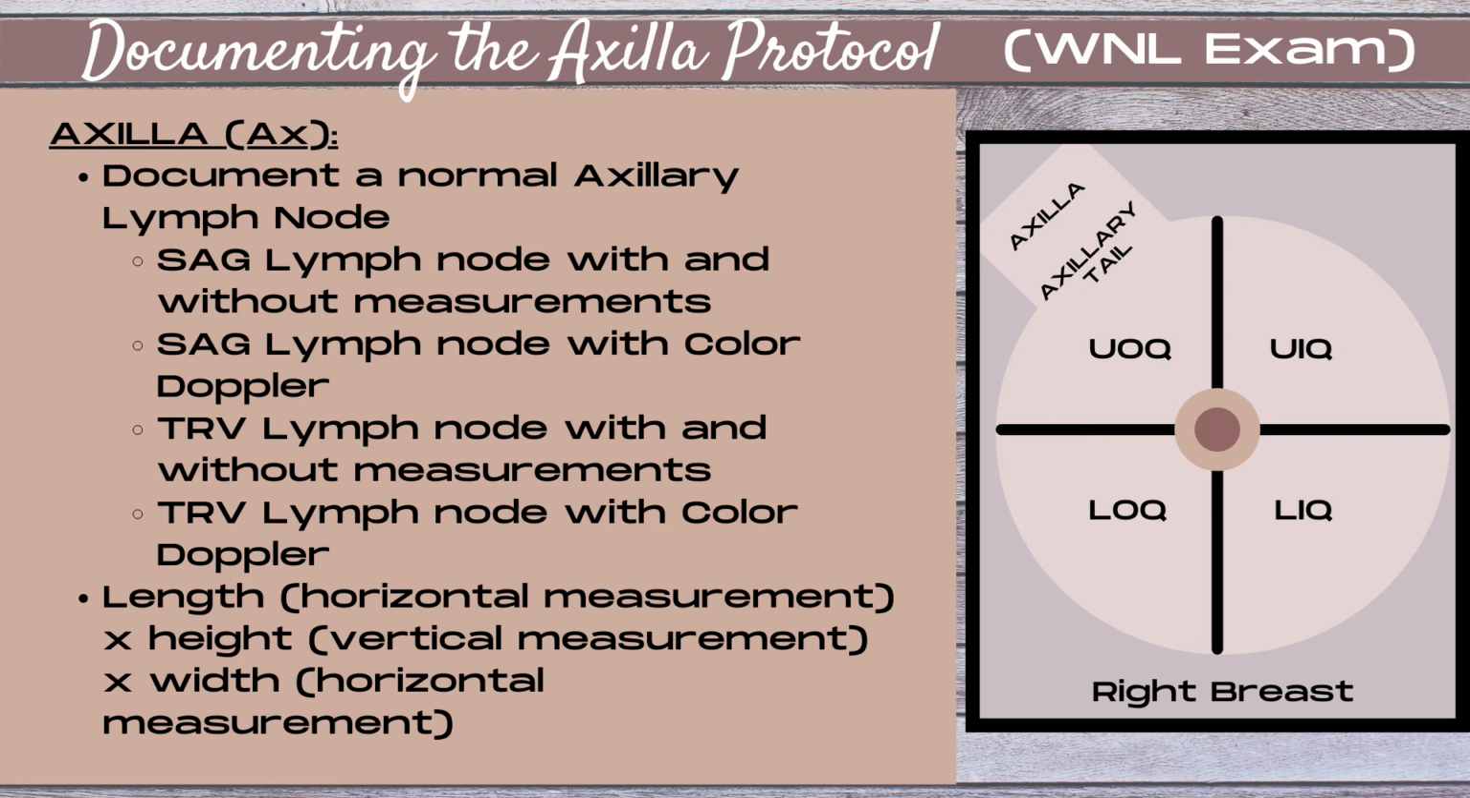One of the biggest mistakes that I see new sonographers making is that they like to do a length, a height, and a height. A length measurement should be horizontal on your screen, and a width measurement should be horizontal on your screen, and a height measurement should be vertical on your screen. That's how you know the difference. So you should have 2 horizontal measurements and 1 vertical measurement. If you have 2 vertical measurements, then you've done 2 heights and you are missing a whole dimension of your lymph node.